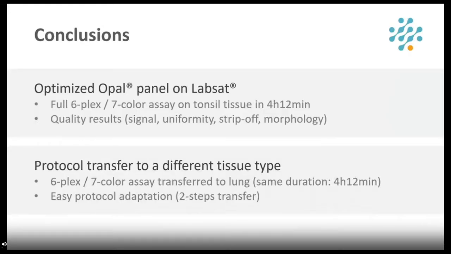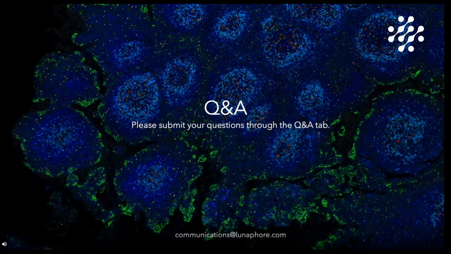So as a conclusion, LabSat offers the possibility to run a 6-plex 7-color assay in a timely manner, with high quality results, both in terms of signal, uniformity, strip-off efficiency, and morphology preservation. The Tonsil-optimized protocol could be transferred to lung cancer tissue for the same assay duration. And the protocol transfer process was a simple two-step adaptation. I am now happy to answer your questions.